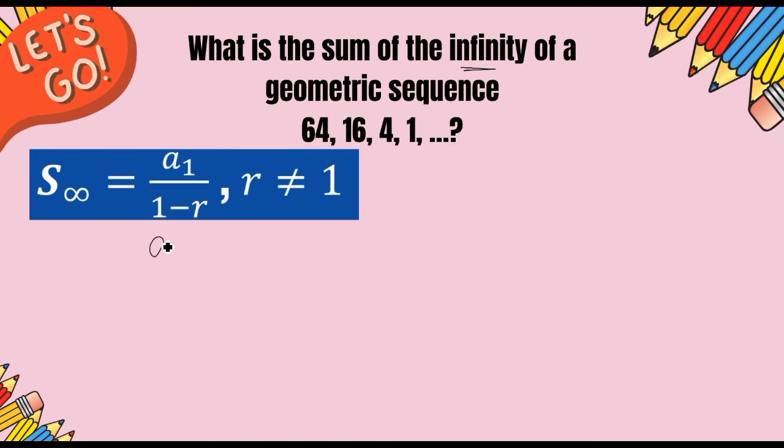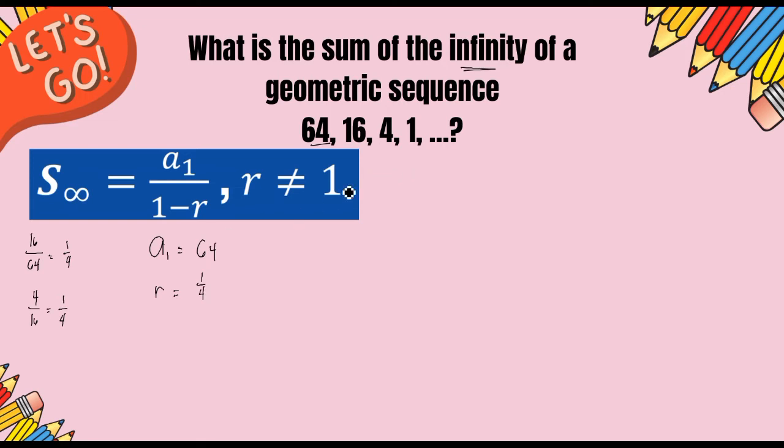So, again, identify natin sino si A sub 1. So, that is the first term which is 64. And then, ang hinahanap, since wala namang n, ang r na lang po ang hinahanap natin. So, paano natin kukunin? So, again, get the ratio. 16 is to 64, and that is equal to 1/4. To check, again, 4 is to 16, and that is also 1/4. So, yan po ang lowest term. So, therefore, ang r natin ay 1 over 4.